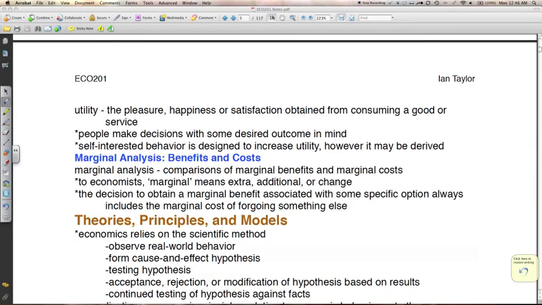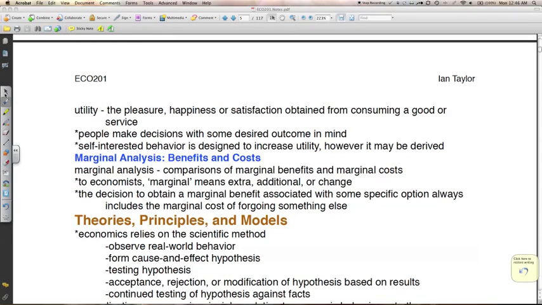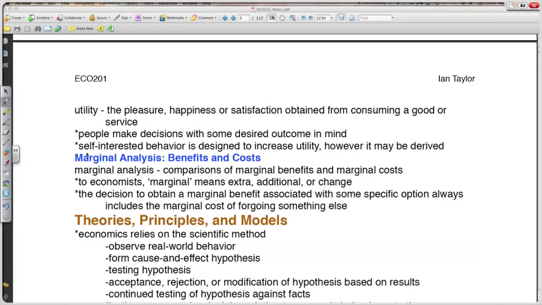So what type of analysis can we use to maximize our utility? Economists look at marginal analysis. Whenever you say the word marginal, another word for marginal is just change. So the easiest way to think about it is every time you see this word, associate it with change. So the decision to obtain a marginal benefit is always going to be associated with a marginal cost, because you have to forego something else. Remember, we always have opportunity costs because you always have limited resources.